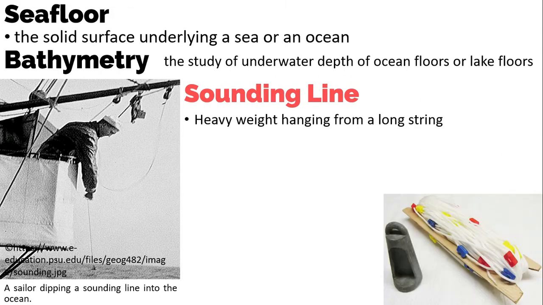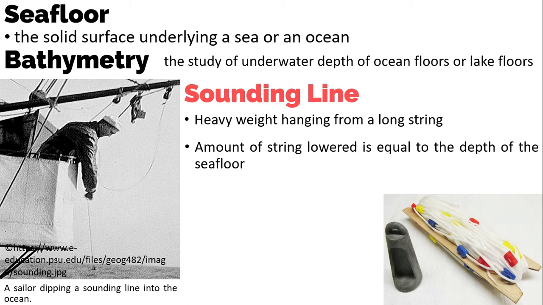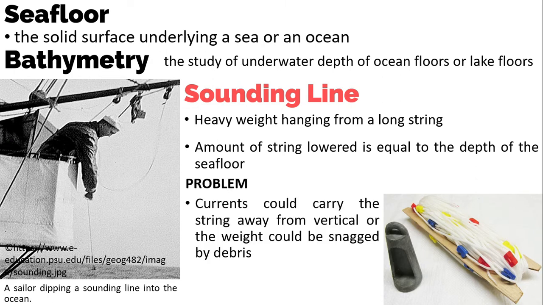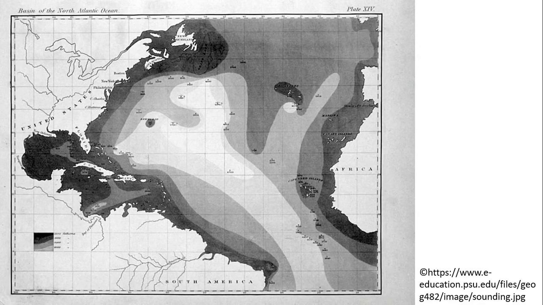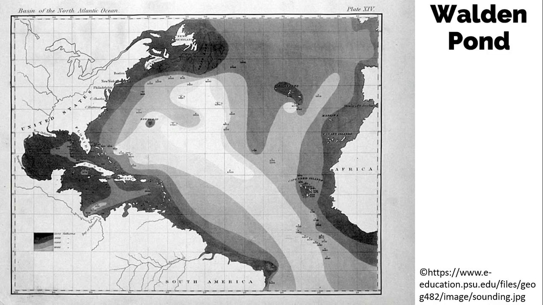It consists of a heavy weight hanging from a long string that was lowered into the ocean until it hit the bottom. So the amount of string lowered is equal to the depth of the seafloor. The problem is, currents could carry the string away from vertical or the weight could be snagged by debris, making the seafloor seem deeper than it is. The biggest issue with the sounding line technique is that resolution is very low, meaning it is inefficient to take enough measurements to make a very detailed map. This is an example of the number of measurements made using the technique. This is the bathymetry map of Walden Pond.